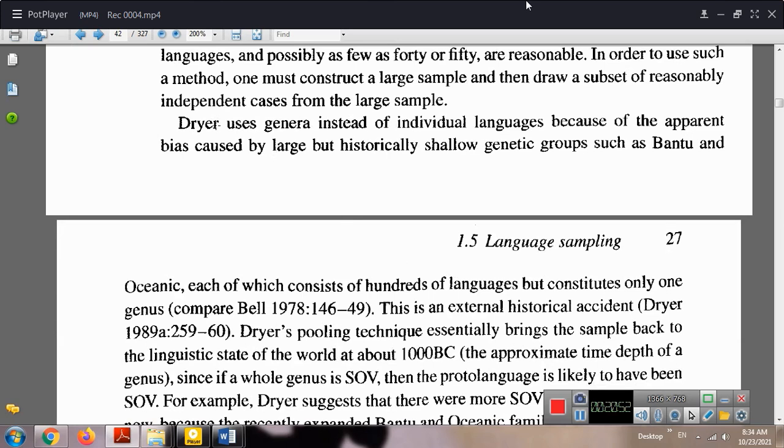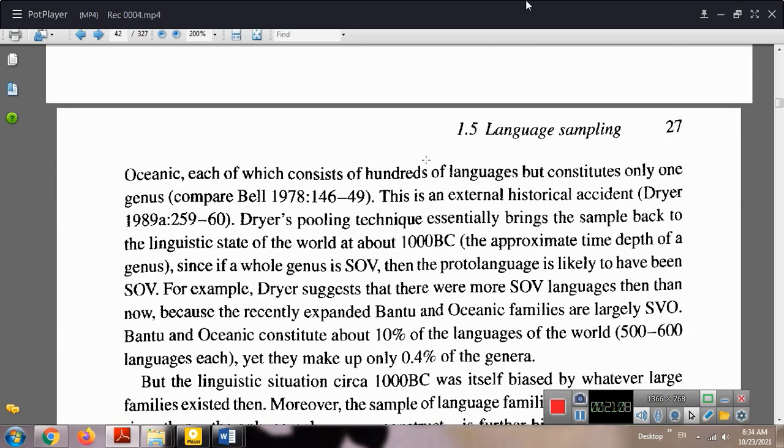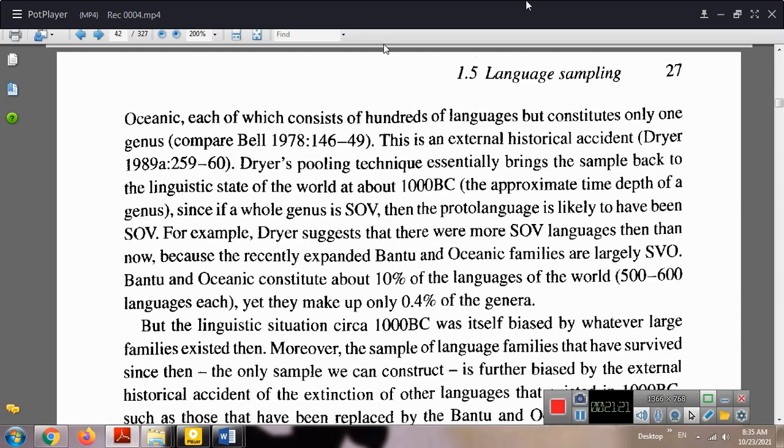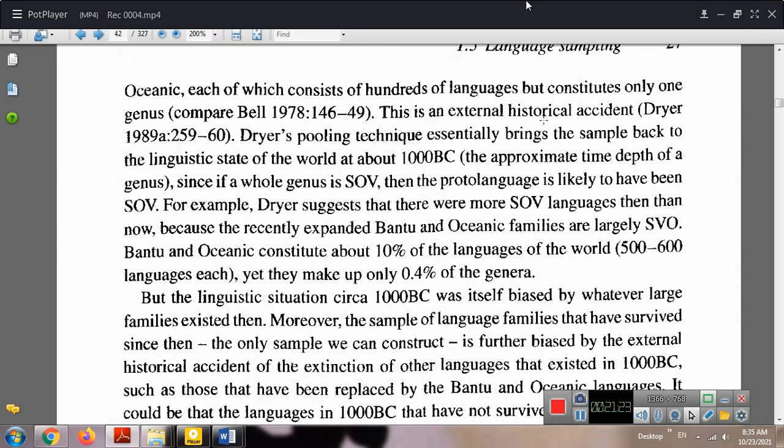I want to repeat it again. Dryer uses genera instead of individual languages because of the apparent bias caused by large but historically shallow genetic groups such as Bantu and Oceanic, each of which consists of hundreds of languages but constitutes only one genus. This is an external historical accident.